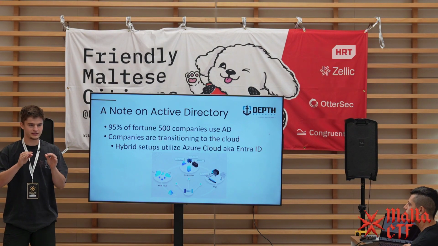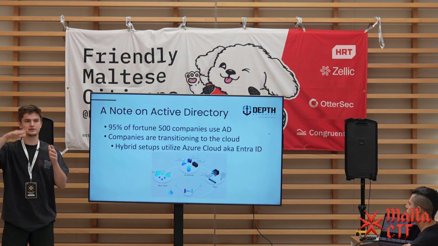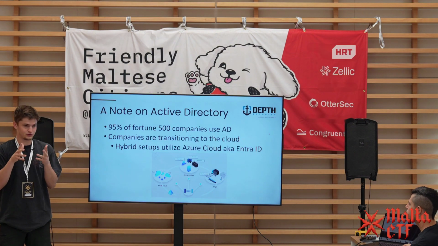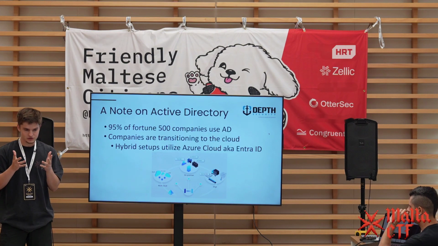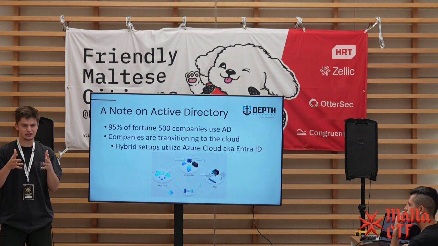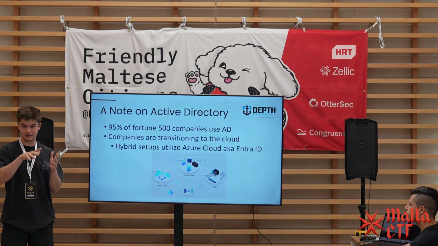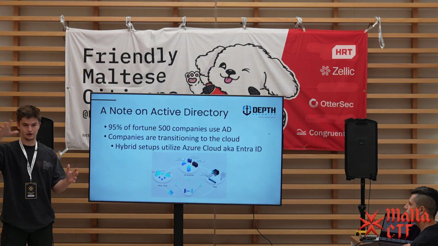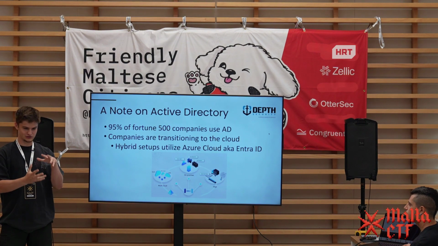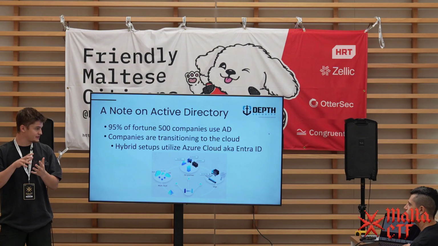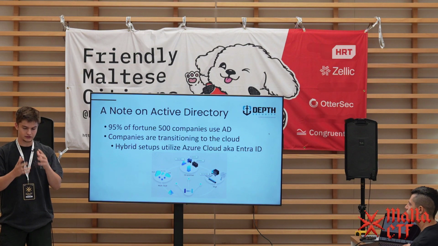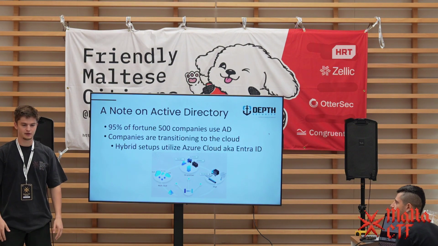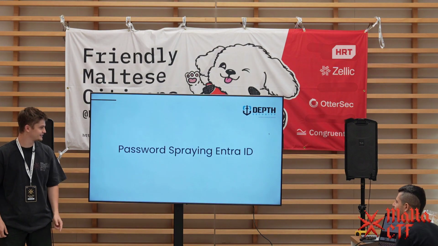Next, please. So a quick note on Active Directory. 95% of Fortune 500 companies, which is pretty much the top 500 companies in America who make the most money, are using Active Directory in their networks. And ever since Azure came out, about 10 years ago, a lot of companies have slowly begun to move their on-prem Active Directory into the cloud. A lot of them are still moving, or have a business use case for keeping both, and it's called a hybrid setup. These hybrid setups integrate Active Directory and Entra ID, which is the new name for Azure Cloud, because Microsoft. Makes perfect sense.